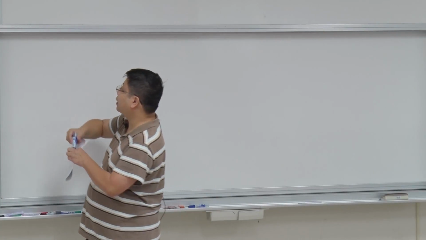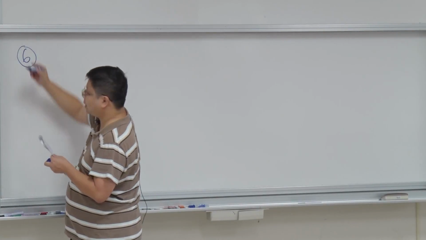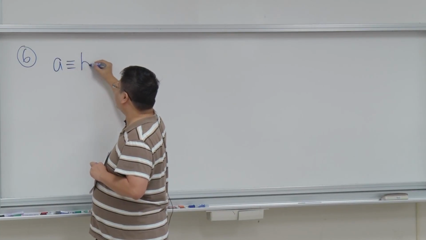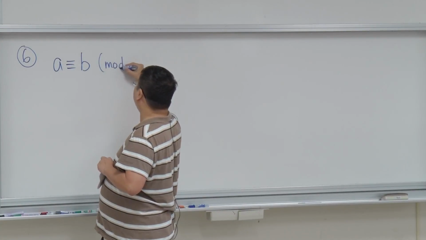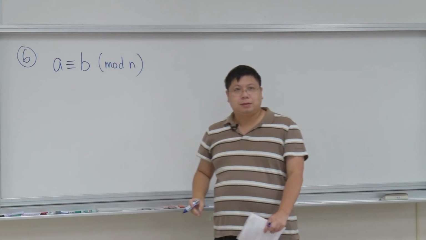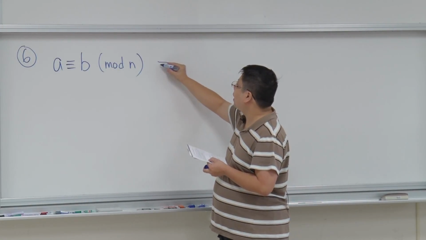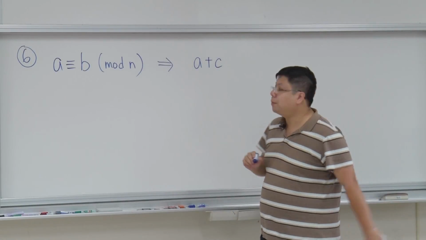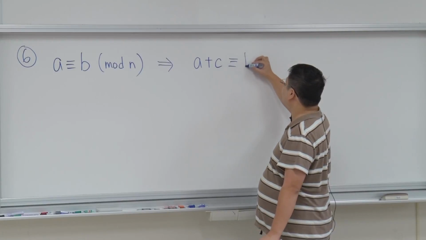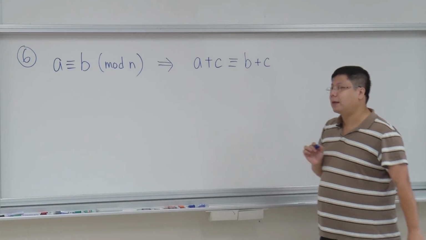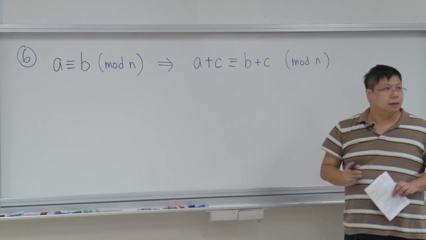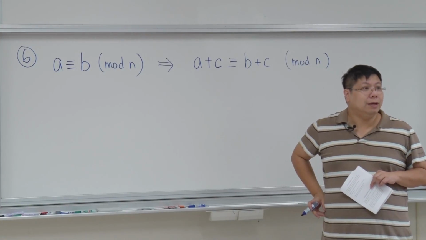So for instance, we will have result number 6 here. Let's look at it. Suppose that we know that two numbers are the same when you divide them by n, so the same remainder. Then this implies what? This implies that if we add the same number to them, then they will still be congruent to each other. Is that okay?